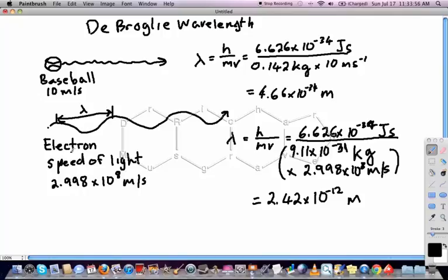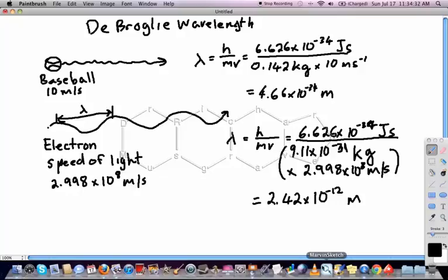But let's say we've got an electron. Electrons have a mass of 9.11 times 10 to the negative 31 kilograms, a number that's a lot more comparable to the Planck constant that we see here. Even if we make this go really fast at the speed of light, you can see that we end up with a wavelength that's going to be 2.42 times 10 to the negative 12 meters, which is a measurable type wavelength. We can measure wavelengths in this range. So what we're seeing here is that very small particles, even if they're traveling very fast, will have measurable wavelengths.